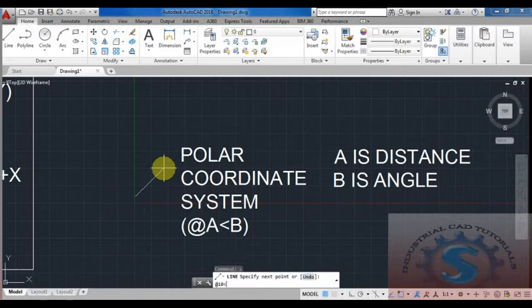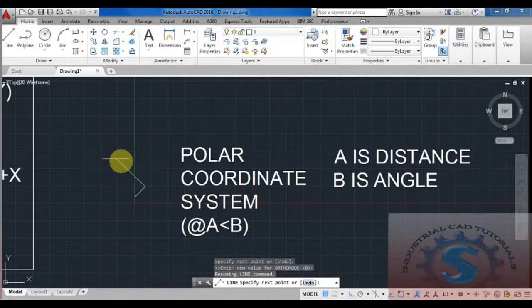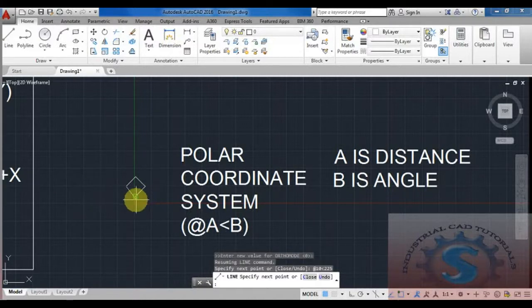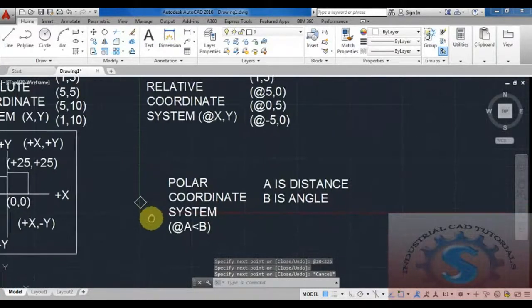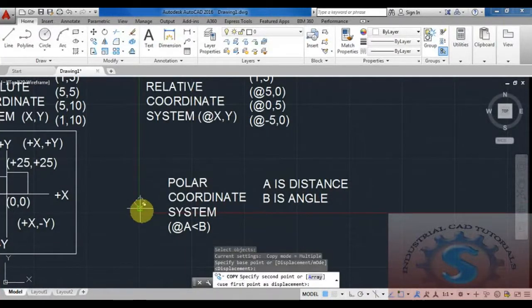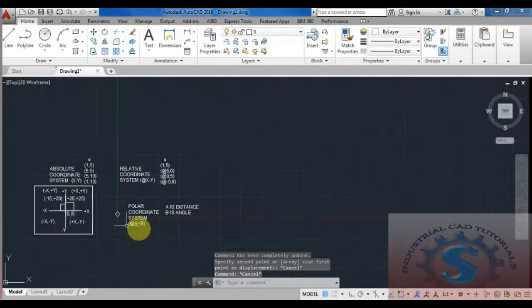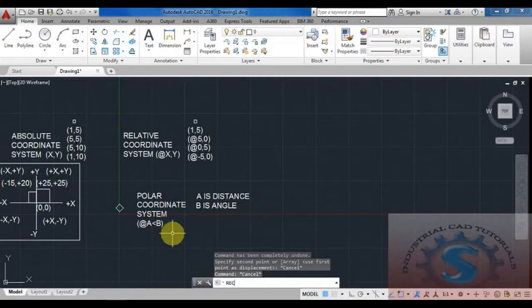What I am taking as A is 1, 5, one point is created. I am giving @ 10 less than 45. First I am giving the 45 degree, then after that I am giving 10 again, and the less than symbol, give the symbol, and 225 degree, and after that 135 degree and 45 degree and 225 degree, like this one square block is completed. You can rotate this object by using the angles and the distance.